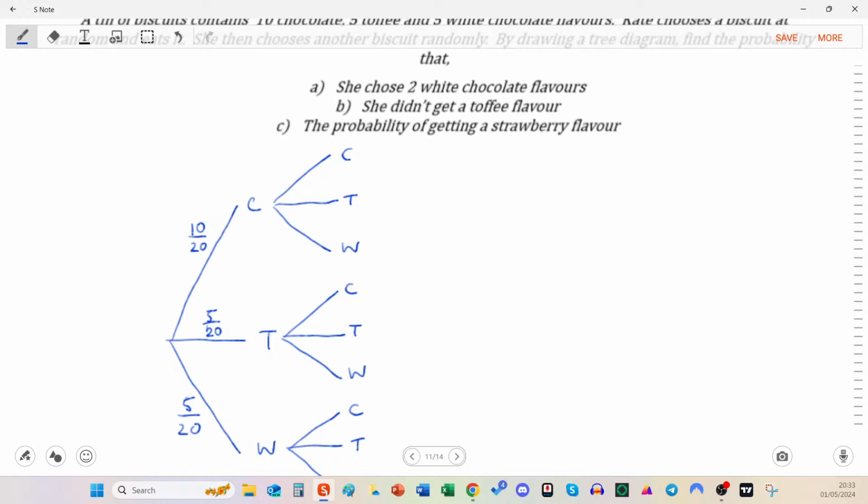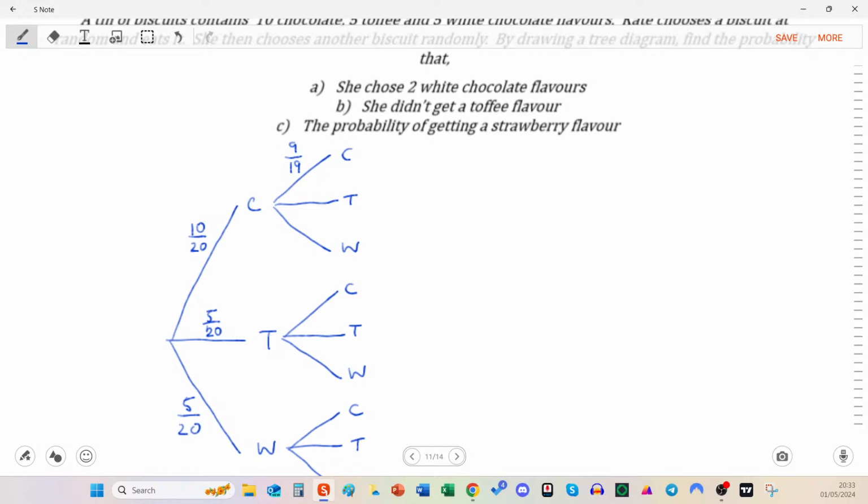Right, so in the second time, this is where things have changed. There's 1 less biscuit in the tin. So that's going to be 19 in the biscuit tin. And since the first one was a chocolate here, that means that there's 1 less chocolate overall. So instead of there being 10, there's now 9.